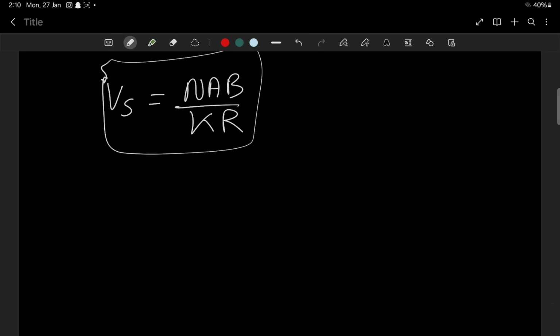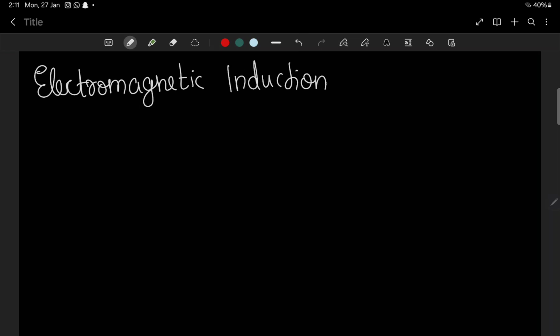Now we have the bar magnet chapter, but in that chapter no derivation is there. So the next chapter for our derivations will be electromagnetic induction. That's the next chapter. Electromagnetic induction, first of all, what is magnetic flux?